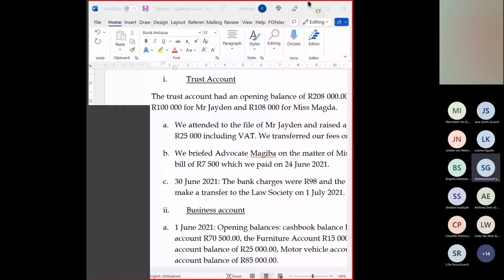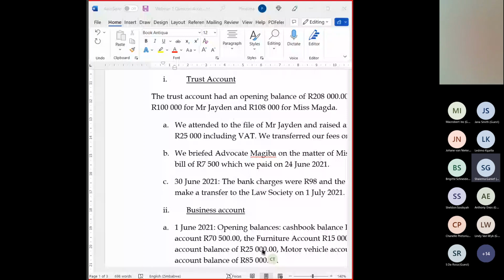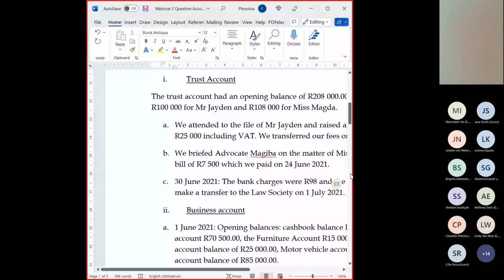You can only see the Word document, but we can't see the Excel part of your document. Okay, let me try to share again. Thank you so much for letting me know. Let me try to share again. I'll stop sharing.